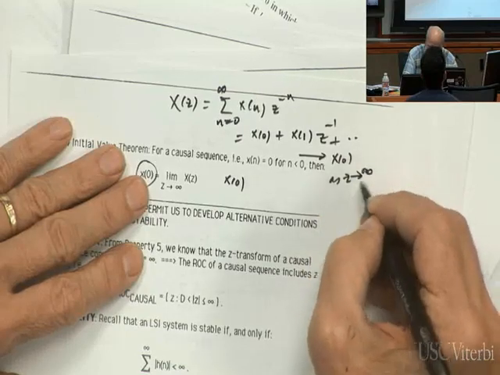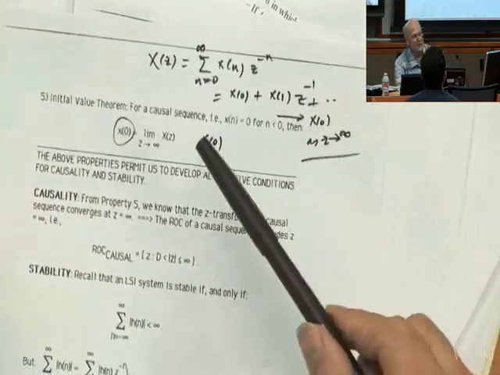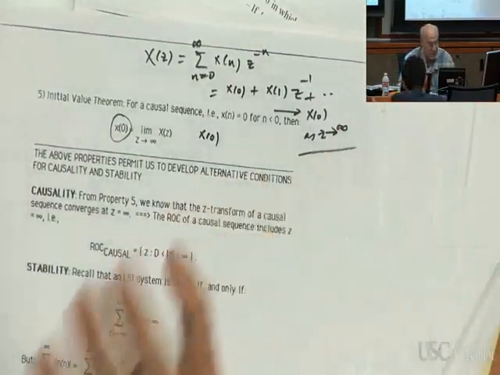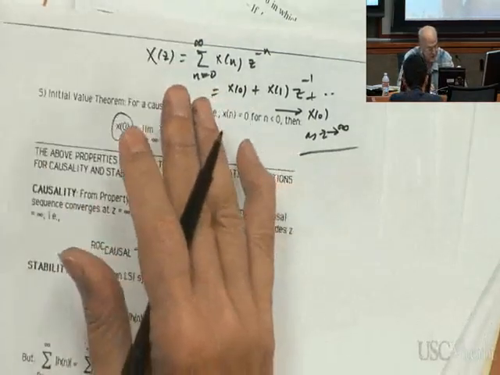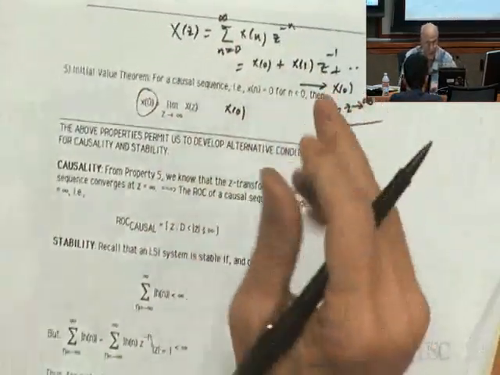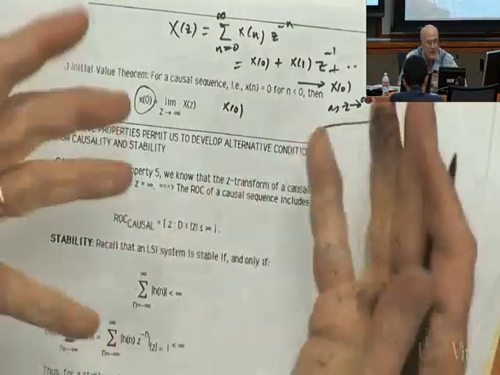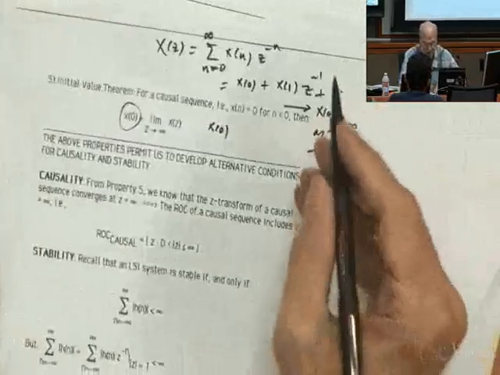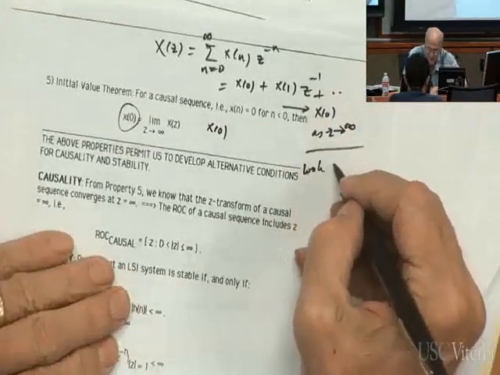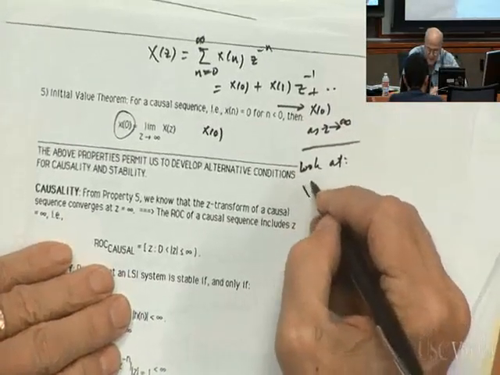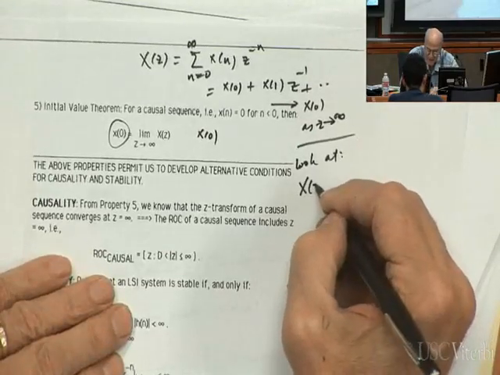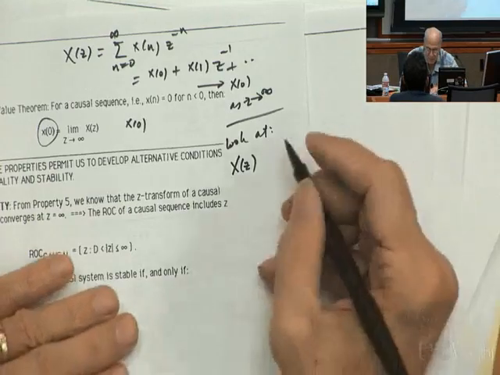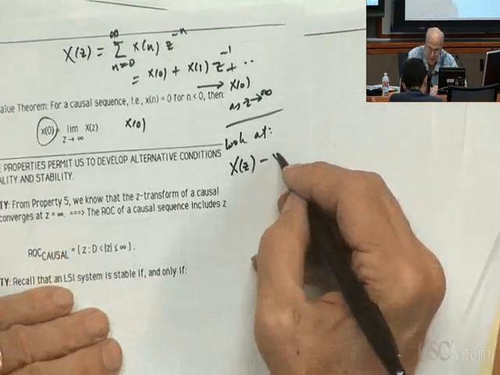Pretty cool. What that does is it lets you evaluate the first few points of sequences that are very, very complicated. It lets you do that analytically, just as I said. It's a very, very useful theorem. And you can generalize the theorem. In other words, if you look at X of z minus little x of 0, see?